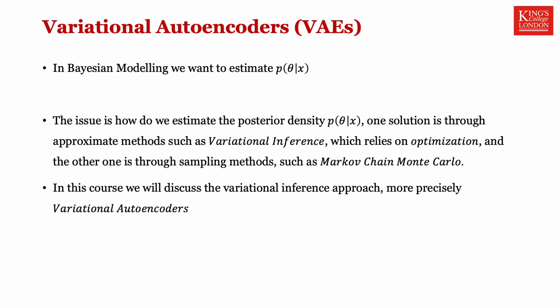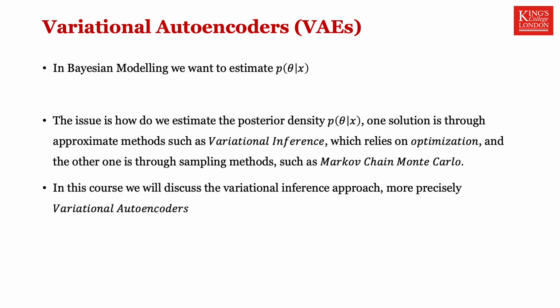When we're doing Bayesian modeling of data, what we want is to estimate this probability of theta given x. The way that we achieve this is by using basically one of two methods. Either you use variational inference, which relies on optimization, or you can use sampling methods such as Markov chain Monte Carlo methodologies, which tend to be very computationally expensive. In this specific course, we're going to look into using the variational inference approach to be able to calculate these variational autoencoders.